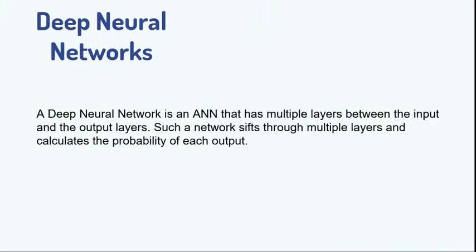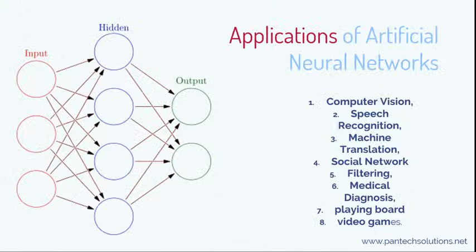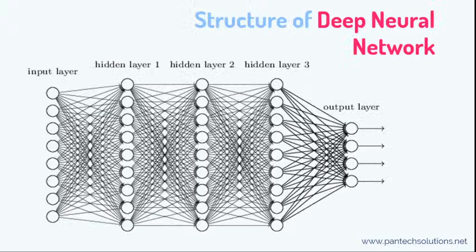Then next one, deep neural network. Here you have only one hidden layer, right? But if you have n number of hidden layers, that is called a deep neural network. In deep neural networks we have different types of algorithms like CNN and RNN. CNN is one of the most popular algorithms to train on images.